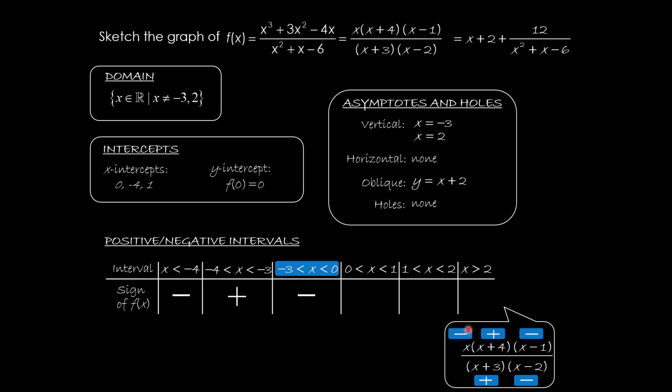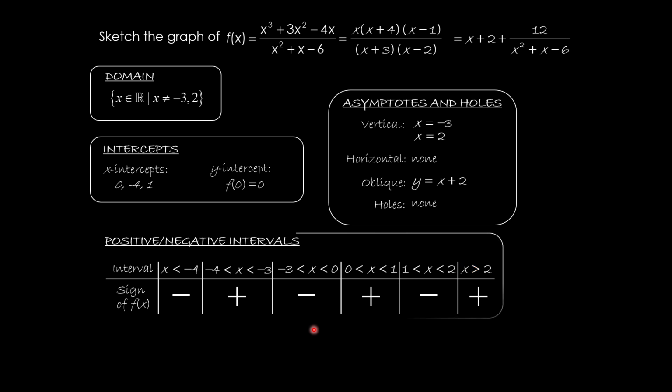From 0 to 1, sub in, for example, 0.5, our signs end up being positive, positive, negative, positive, negative, which gives us a positive result. From 1 to 2, perhaps we could use a value of 1.5. Our signs are positive, positive, positive, positive, negative, and that result is negative. And last but not least, if we use x values over 2, for example, 1,000, you'll get a positive, positive, positive over a positive times a positive, which of course is a positive result. So there are the intervals on which our function is positive and negative.